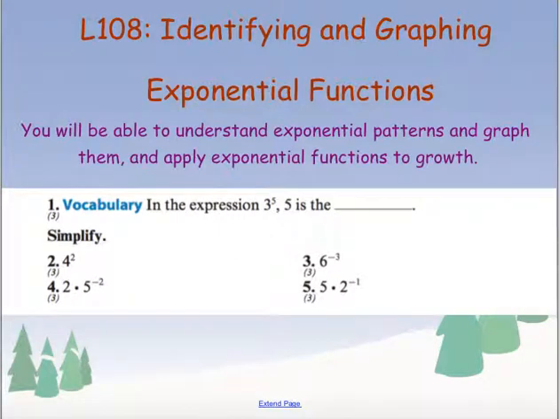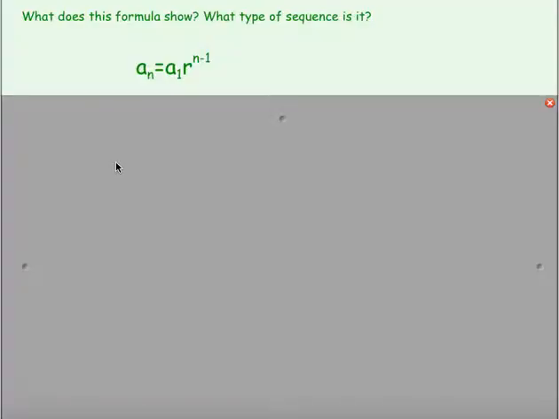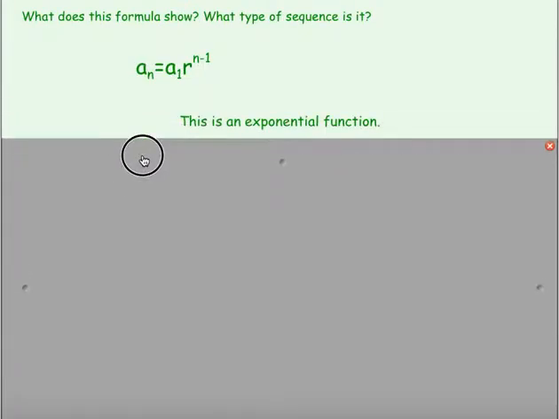Algebra 1, Lesson 108, we are identifying and graphing exponential functions. So first we need to look at this formula. If you remember back just a few lessons ago, we used this to show our geometric sequences, to say the value of any number in the sequence, a sub n, is equal to the first number, a sub 1, times our constant ratio to the n minus 1 power. Well, this is actually an exponential function. We use it to show our geometric sequences, which are truly just exponential functions.